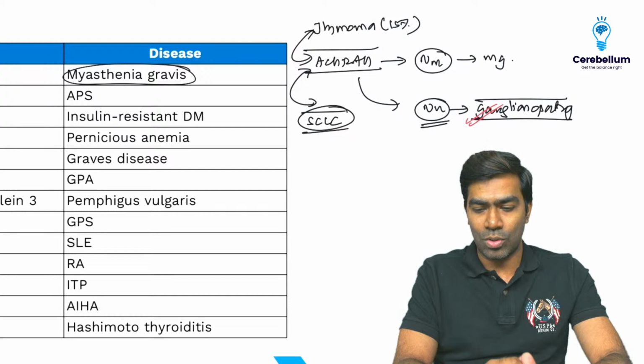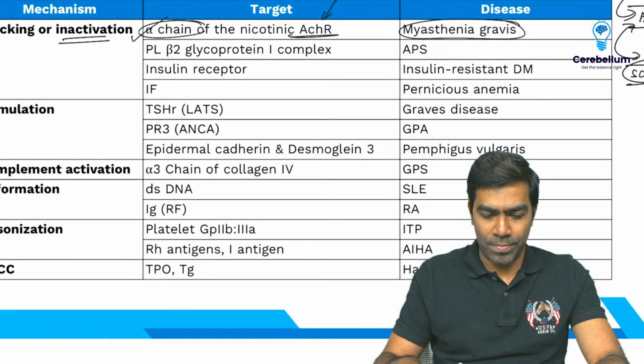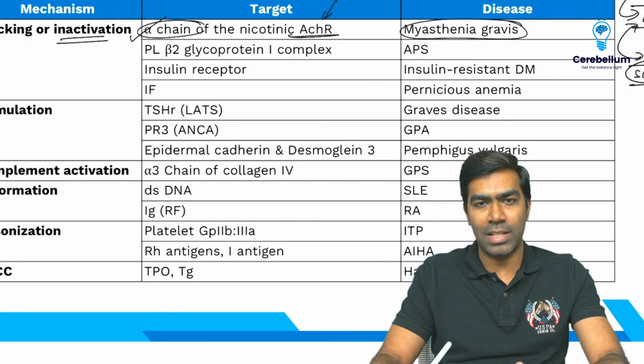So this is a kind of future question that you might get in the exam. Very important point, high-yielding point. I'm sure many people would have learned something new today with regard to the NN type resulting in ganglionopathy, not LEMS, because in the exam the LEMS option will be very tempting.